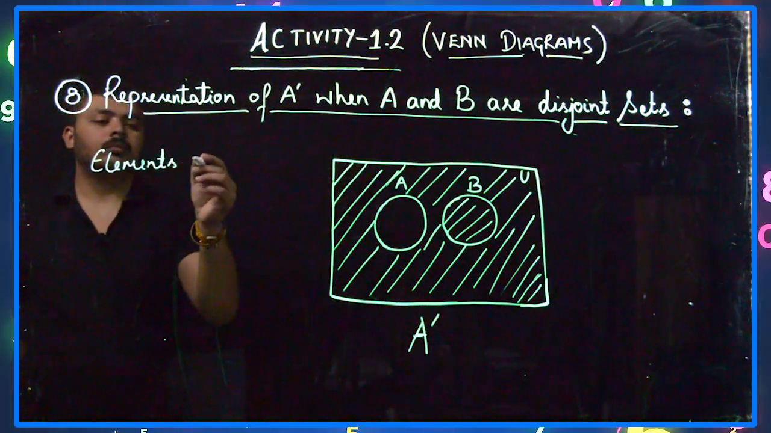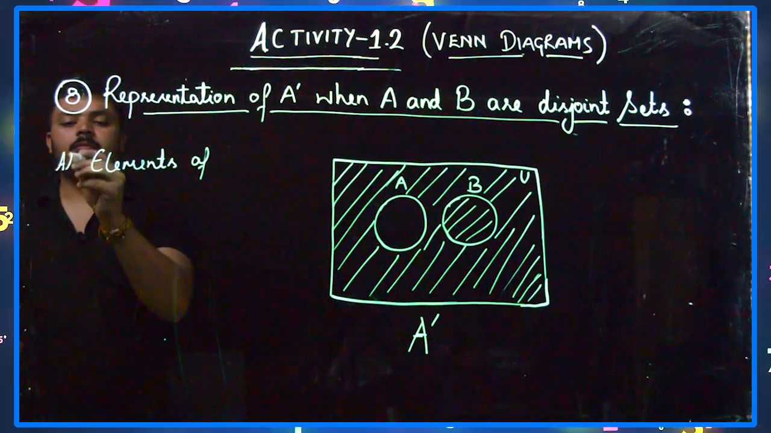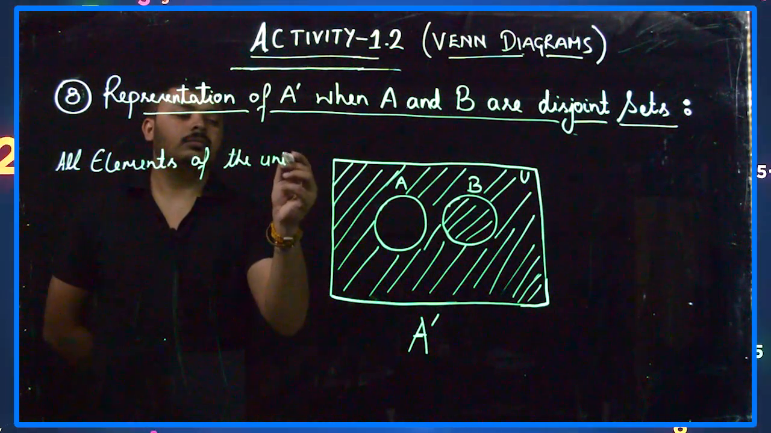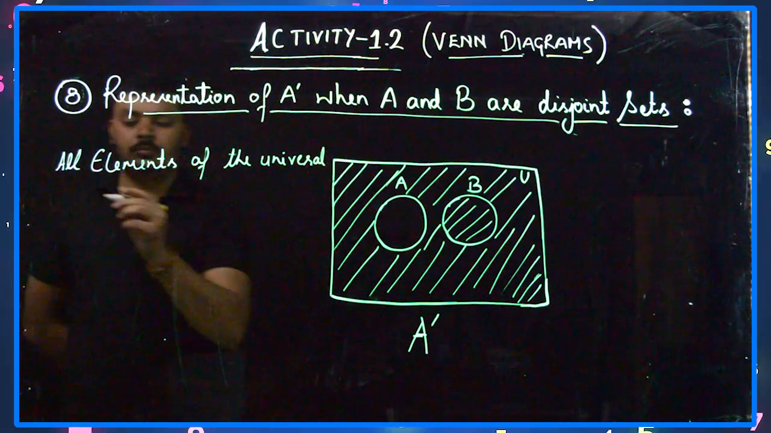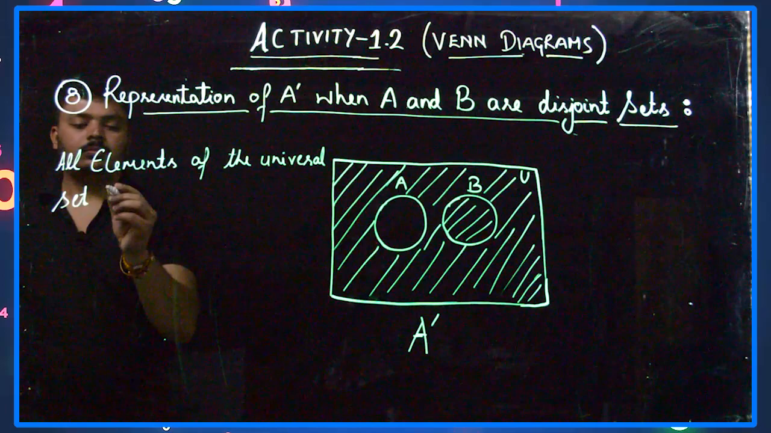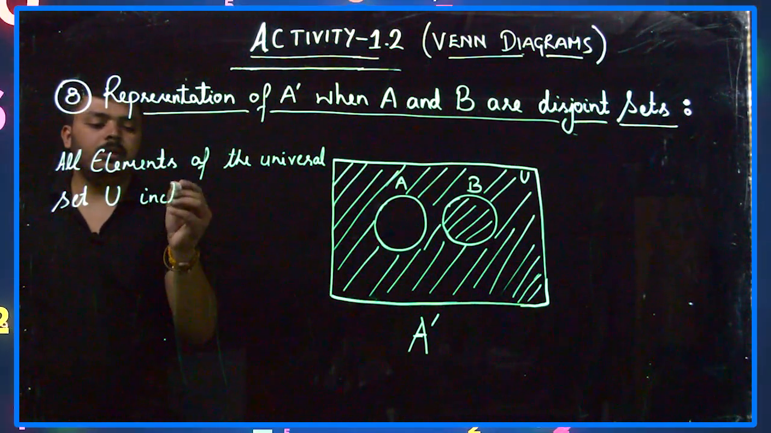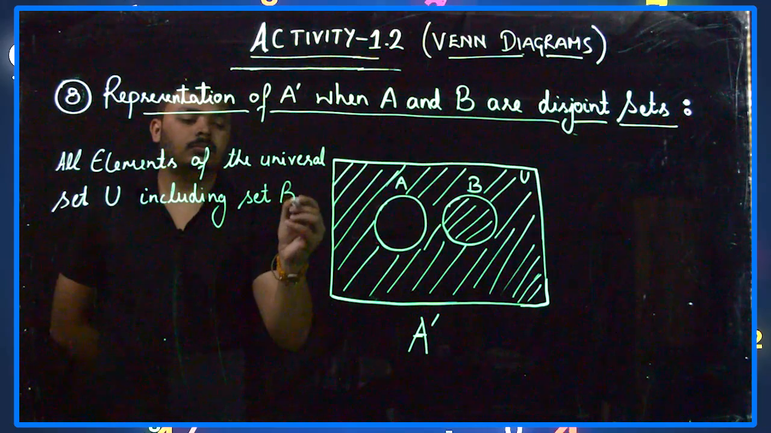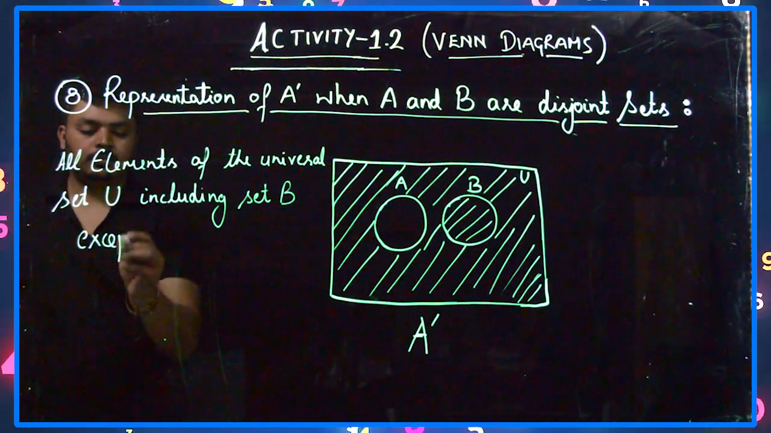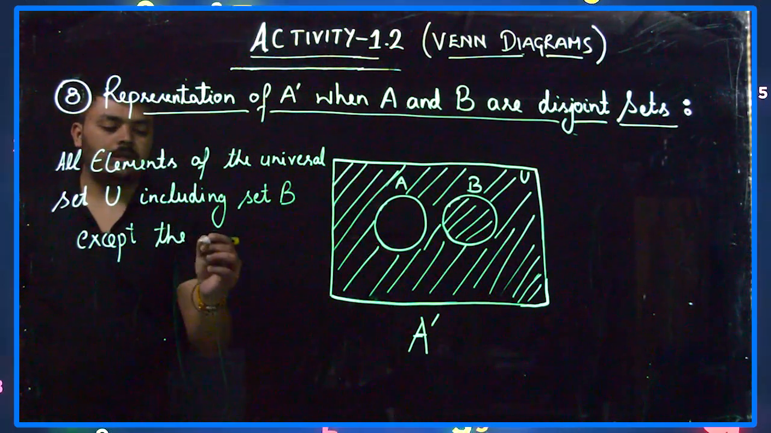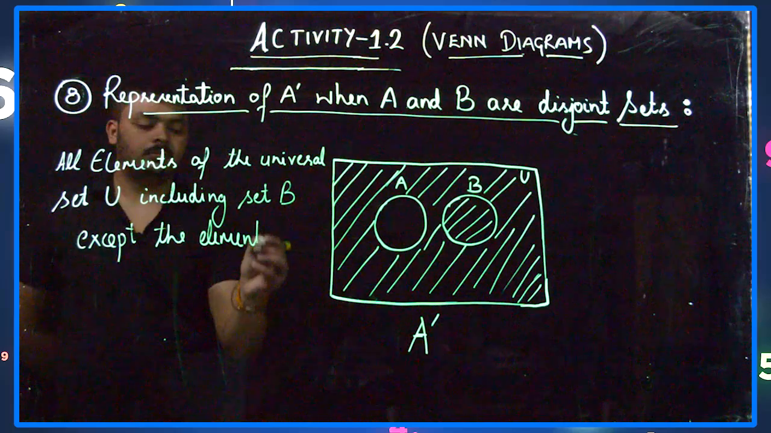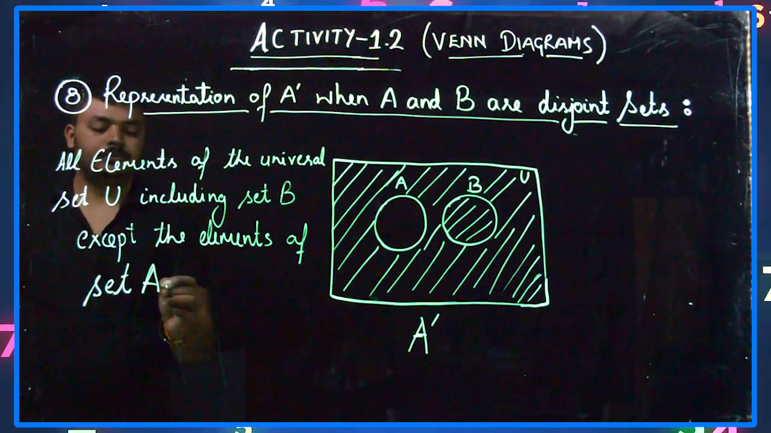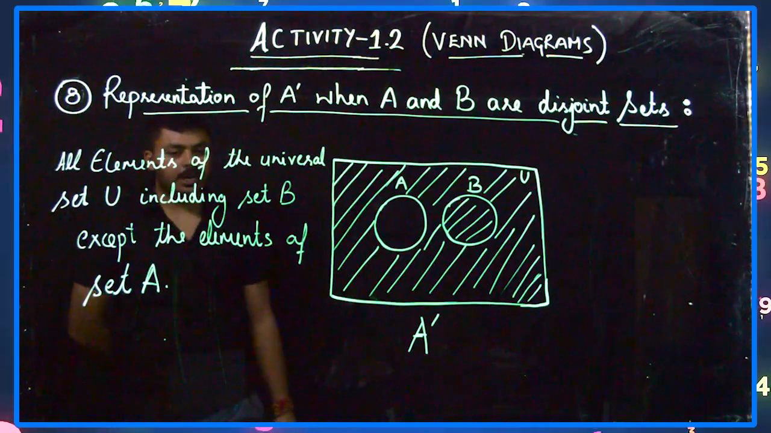A complement is all elements of the universal set U including B except the elements of set A. So except A, all the elements in the universal set is A complement.